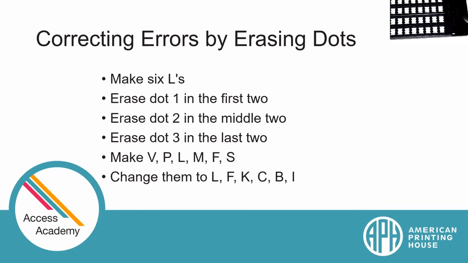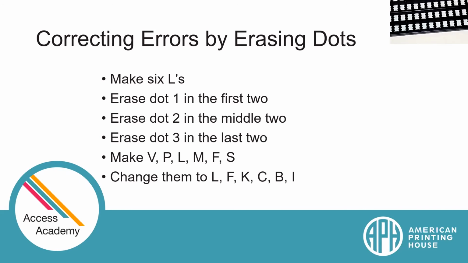Some of the things that you might want to practice with your student is actually making 6 L's. Erase dot 1 in the first 2, dot 2 in the middle 2, and dot 3 in the last 2. Making letters and changing them. Again, this is for personal use. If the student can't feel it, and they know what they're reading, they're good to go. It's theirs. These are their personal notes.